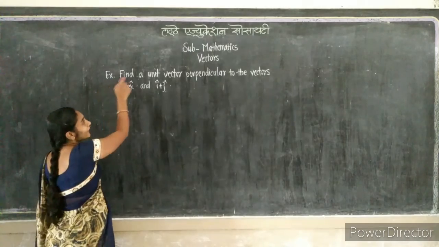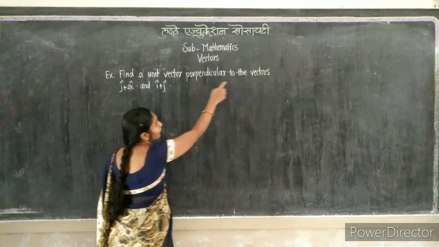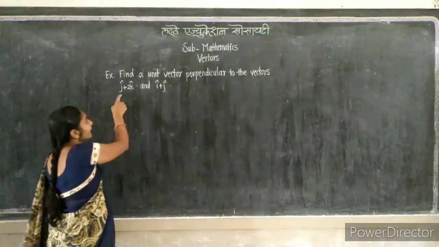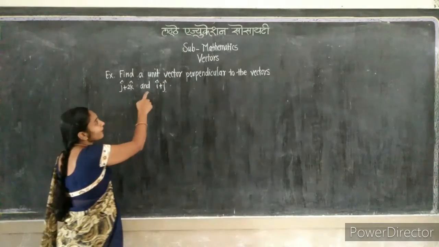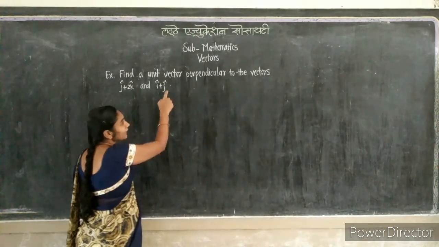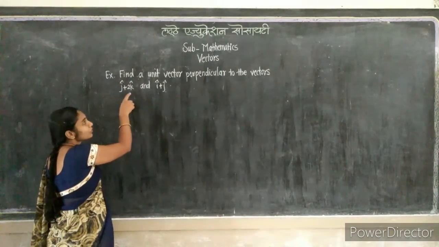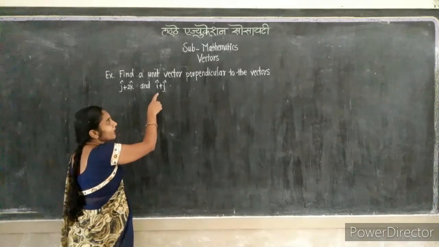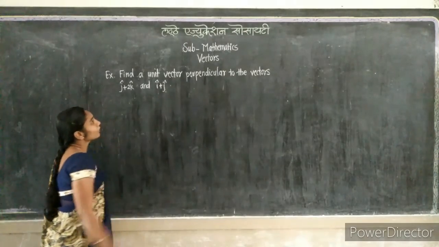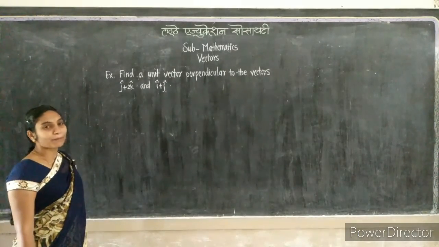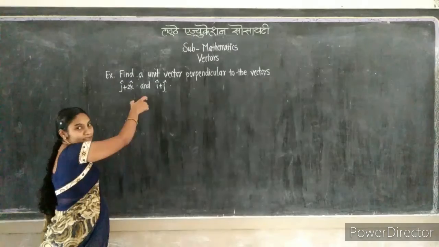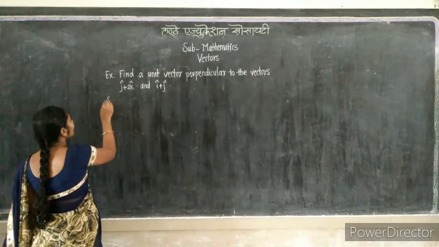Example: find a unit vector perpendicular to the vectors j cap plus 2k cap and i cap plus j cap. In this example, two vectors are given, one is j cap plus 2k cap and the other is i cap plus j cap, and find out the unit vector perpendicular to these vectors. Okay, solution.